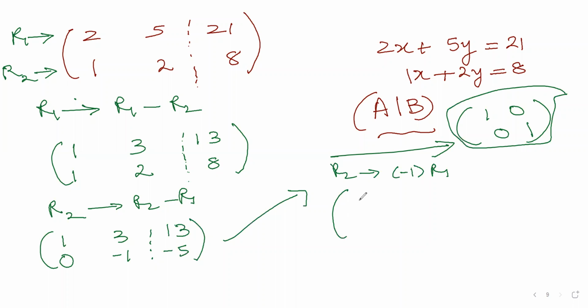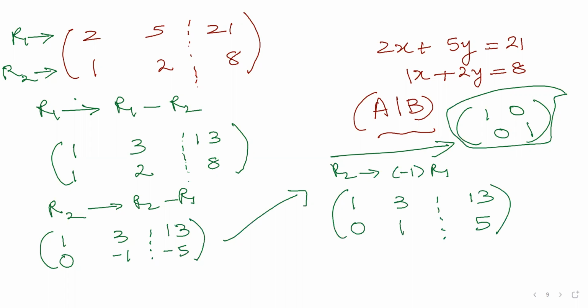So row 2 will be what? Row 1 is untouched. Keep it as 1, 3, 13. 0 into anything negative, it doesn't matter. -1 into -1 is +1, -5 into -1 is +5. So now I'll just take it to the next page. So I have 1, 3, 13, 0, 1, 5.